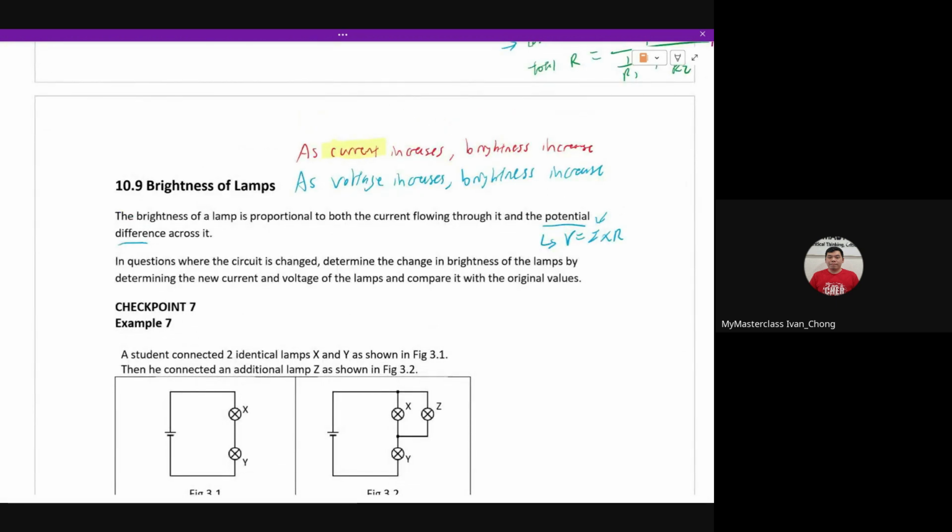So what affects current? Don't forget I is V over R. So because of these two relationships, you can say that number one, my resistance decreases, therefore I have more current. Number two, as voltage increases, current also increases, therefore the brightness of my light bulb increases. That's the relationship there. Okay, so do take note of this.